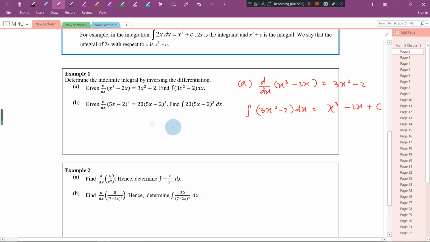Okay, now for b, also the same thing here. Differentiate this one, you get this. Differentiate this, you get 20, then parentheses 5x minus 2 to the power of 3. Now the question asks us to integrate this.